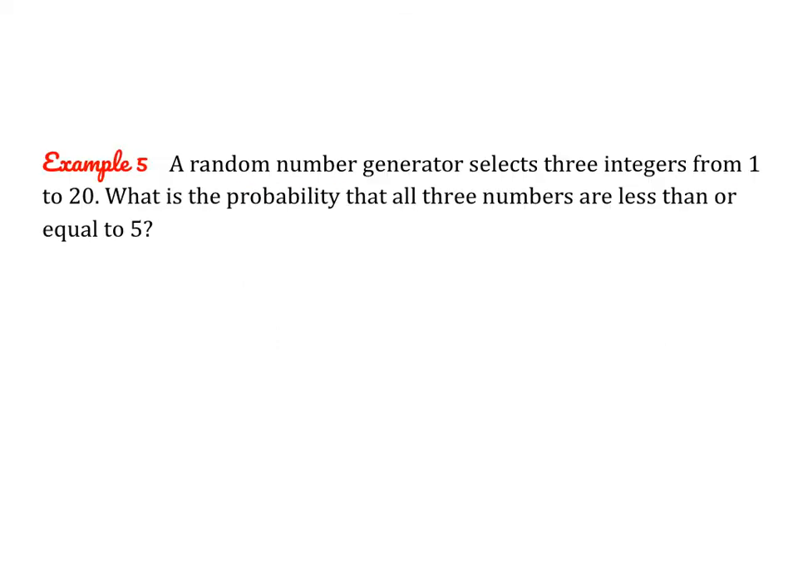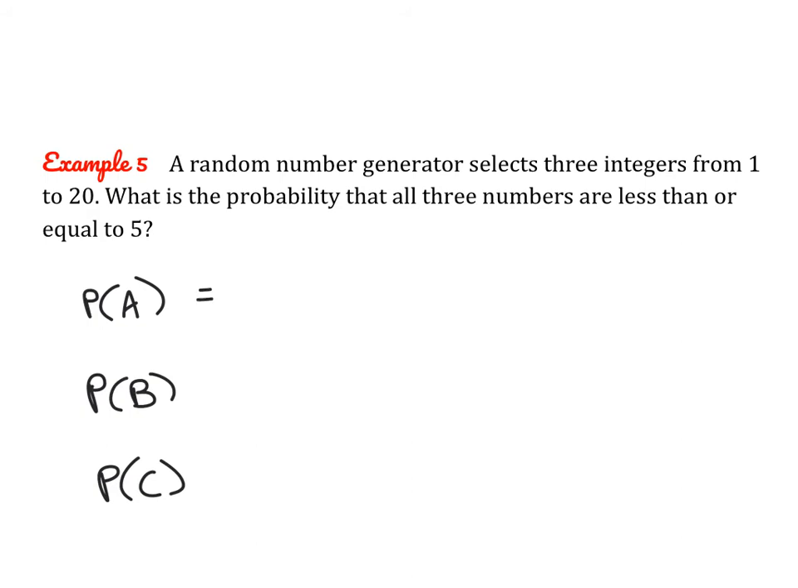Okay, so a random number generator selects 3 integers from 1 to 20. What is the probability that all 3 numbers are less than or equal to 5? So we pretty much want to find the probability that the first number it generates is less than or equal to 5, and then that the second number is less than or equal to 5, and same for the third number. Now, these 3 events have no effect on each other. It's a random number generator. So the first number it generates has nothing to do with the second or third. So they're completely independent here.